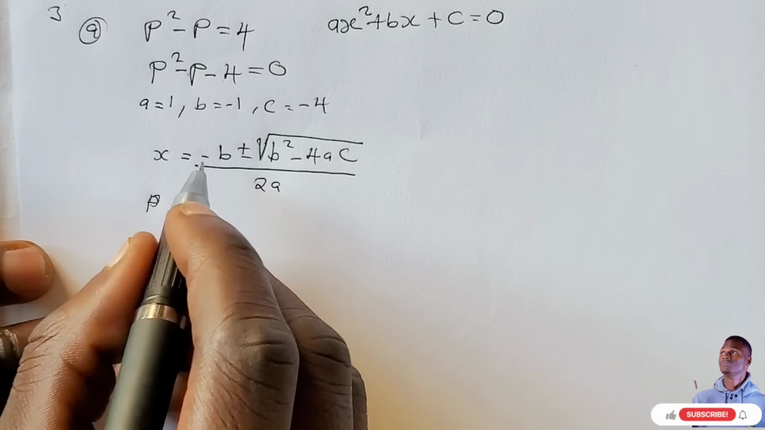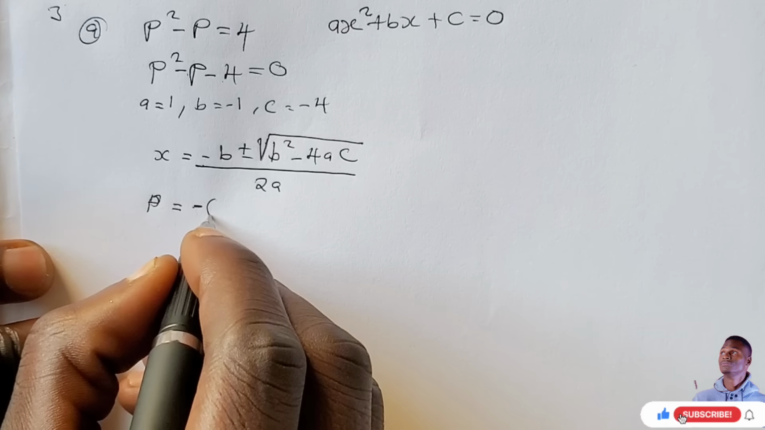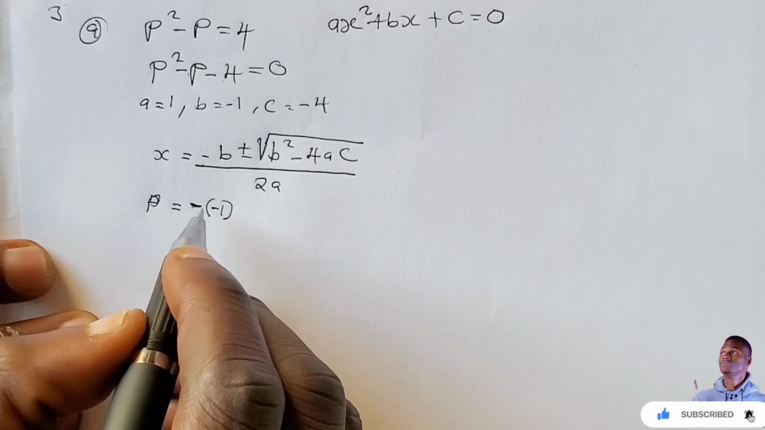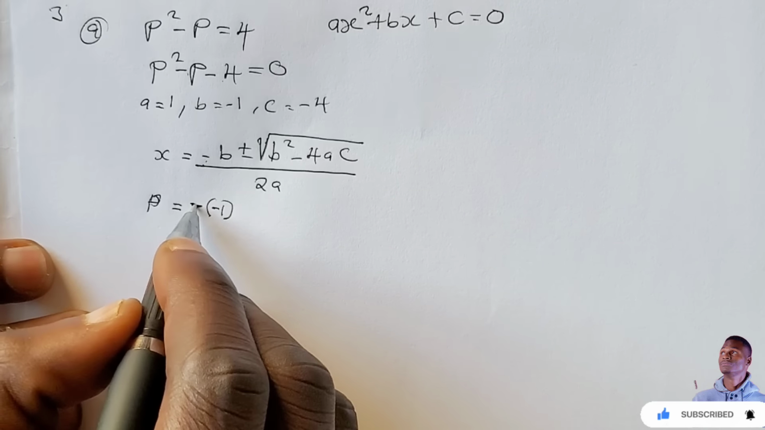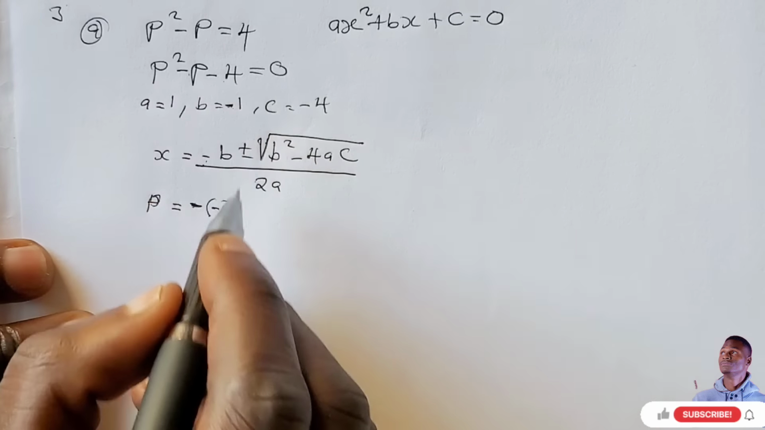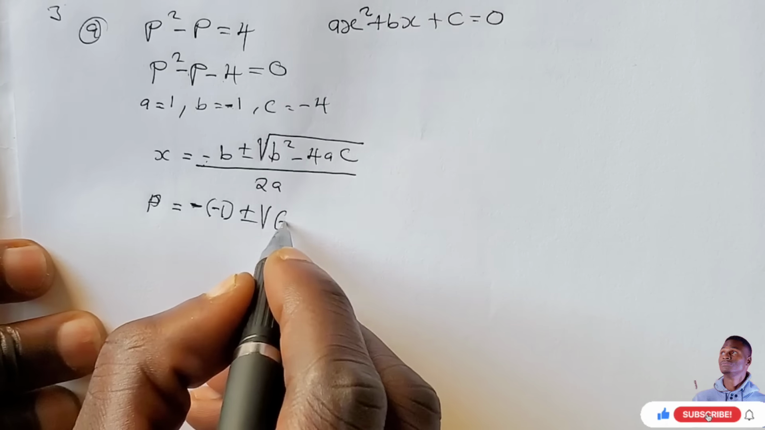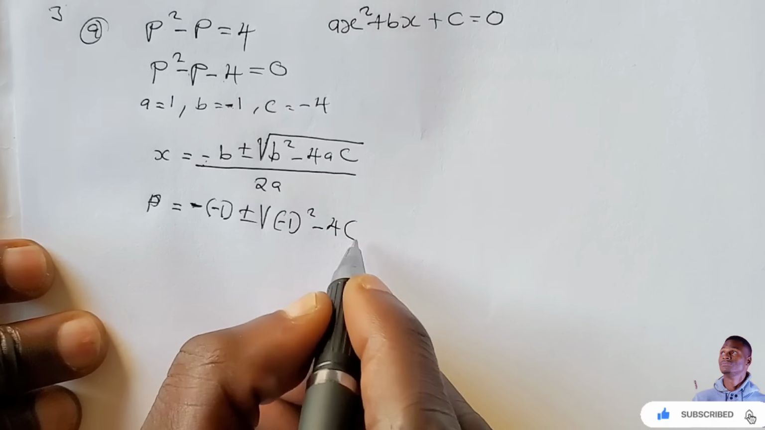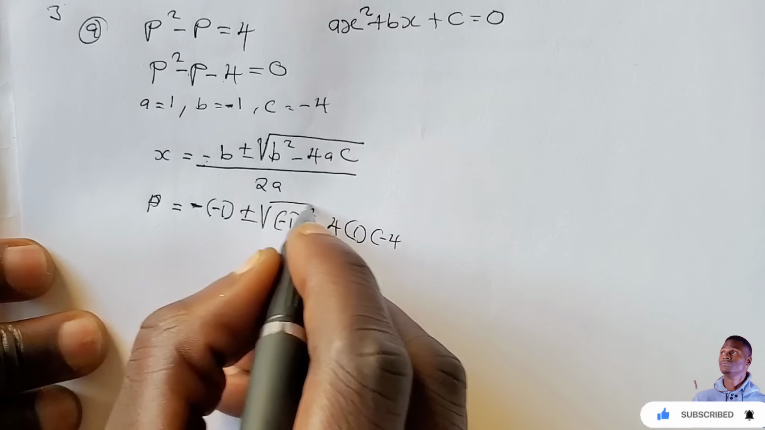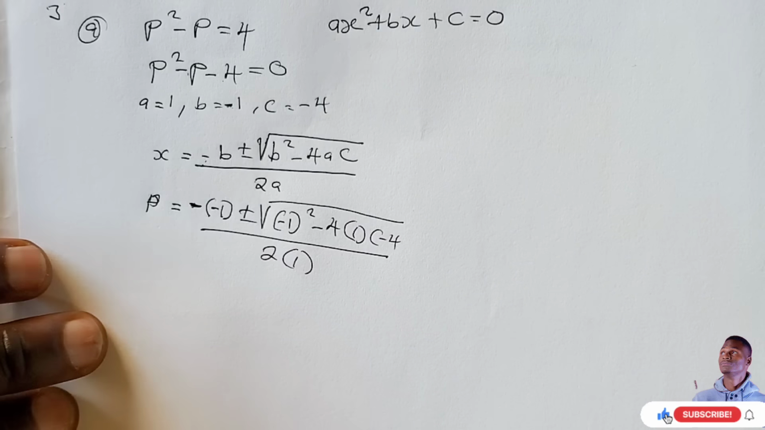P is equals to negative, what is b? Negative 1, so we're going to write negative, negative 1. Don't just put 1 here because there is already a negative in the formula. You need to introduce this negative here. So plus or minus the square root of b, which is negative 1 squared, minus 4 multiplied by a, which is 1, c is negative 4, over 2 times a, which is 1, right?